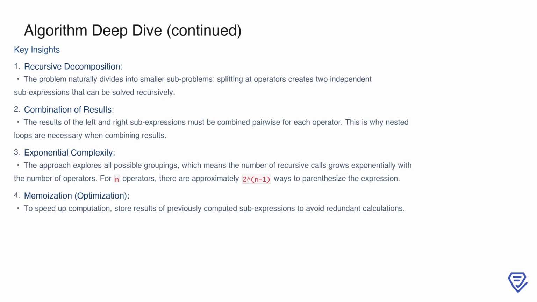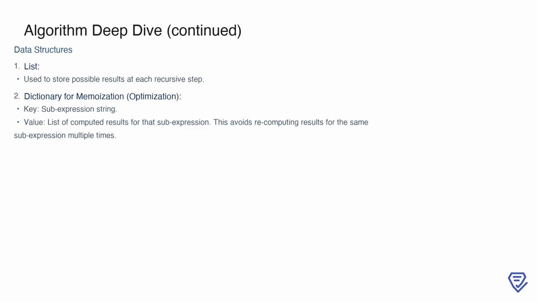The algorithm primarily relies on two key data structures. First, lists are used to store possible results at each recursive step, allowing us to collect and return all computed outcomes. Second, dictionaries are employed for memoization to optimize the algorithm. Here, the keys are sub-expression strings, and the values are the lists of computed results for those sub-expressions. By caching these results, we avoid recomputing the same sub-expressions multiple times, which is crucial for handling larger inputs efficiently.